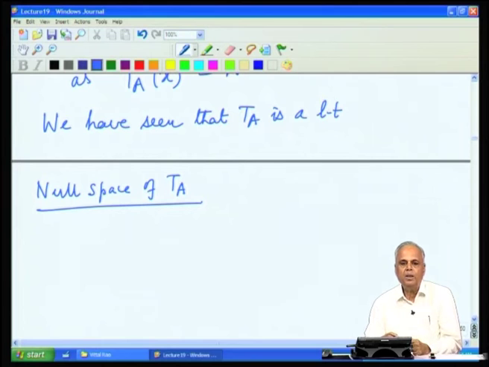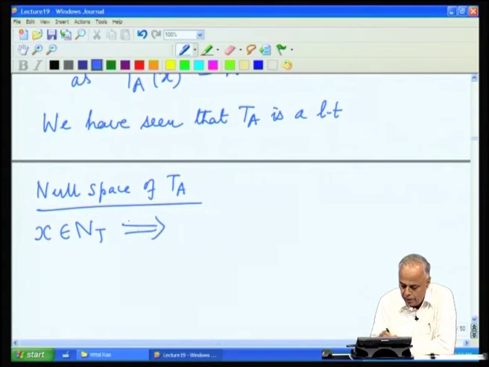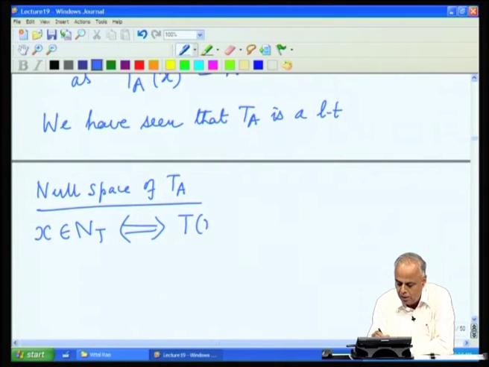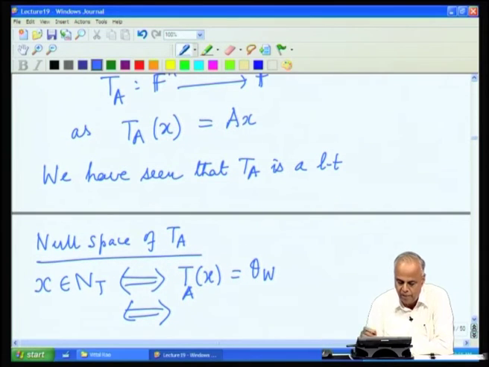So, in order to find the null space of T_A, we want to find all those vectors which get mapped to the 0 vector. So, x in V belongs to the null space of T if and only if somebody gets qualified to be in N(T) if and only if it gets carried to the 0 vector. So, if and only if Tx is theta_W, but then by the definition, I should put T_A. The definition of T_A is that T_A of x is A times x. So, the image of any vector is obtained by pre-multiplying it by the matrix A.